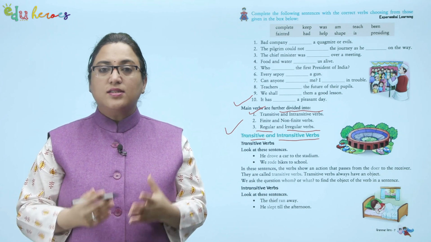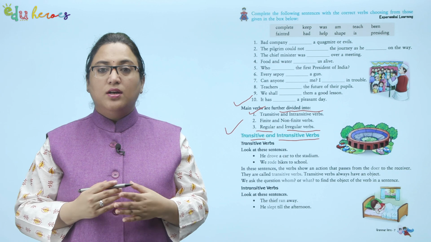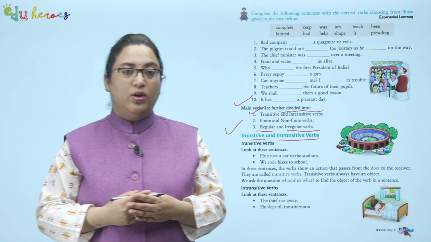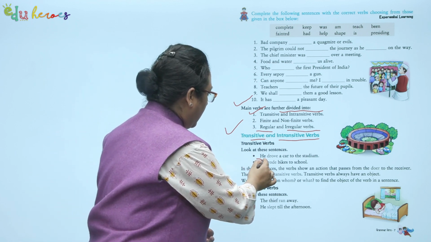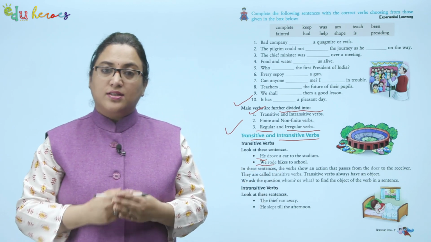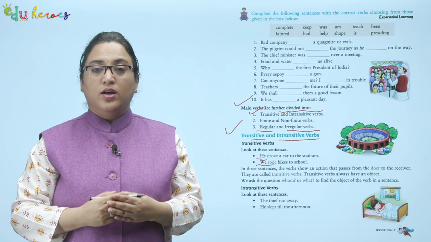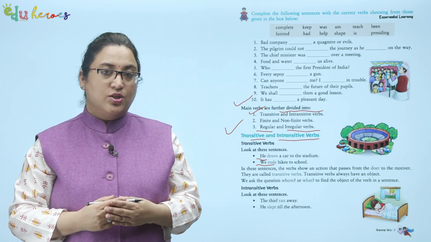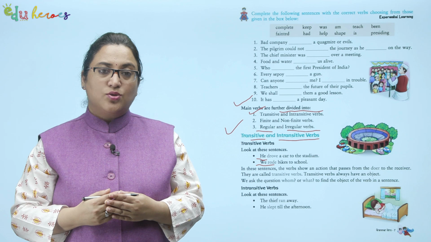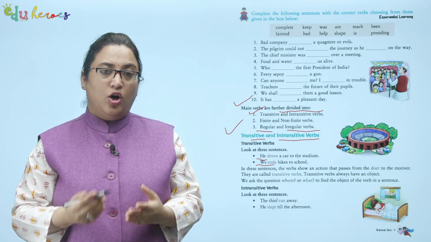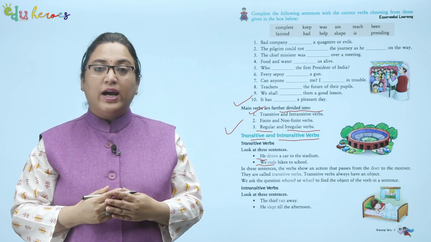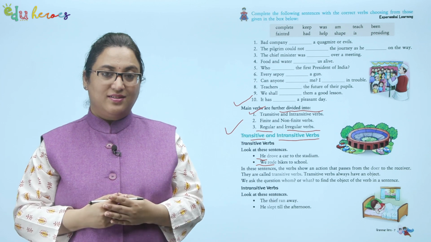Children, in these sentences, the verbs show an action that passes from the doer to the receiver. So, we have a doer here who is doing the action, he, and somebody who is receiving. They are called transitive verbs. Transitive verbs always have an object. So, as we just read, an object is basically a receiver. We ask the question whom or what to find the object of the verb in a sentence.